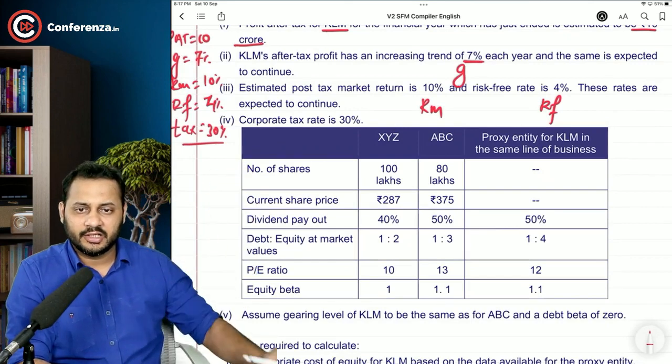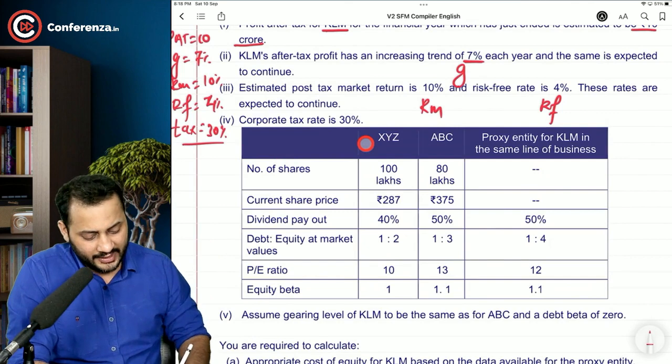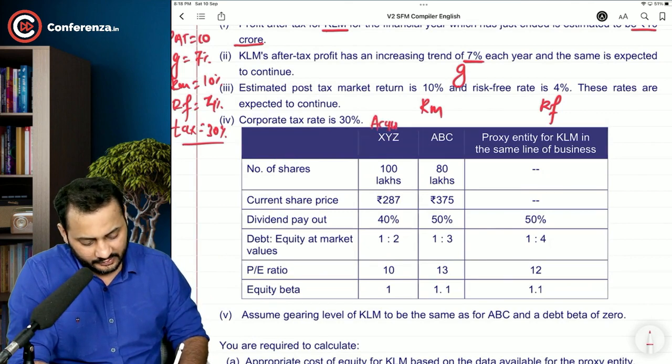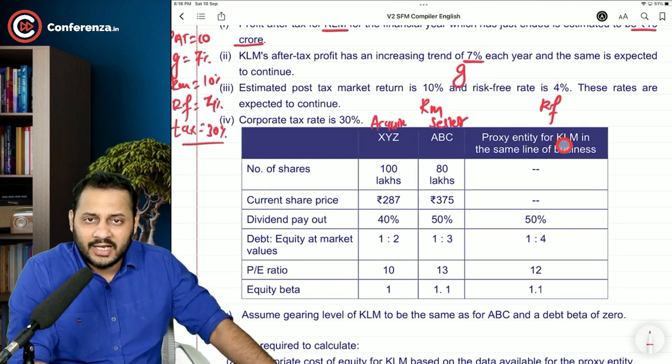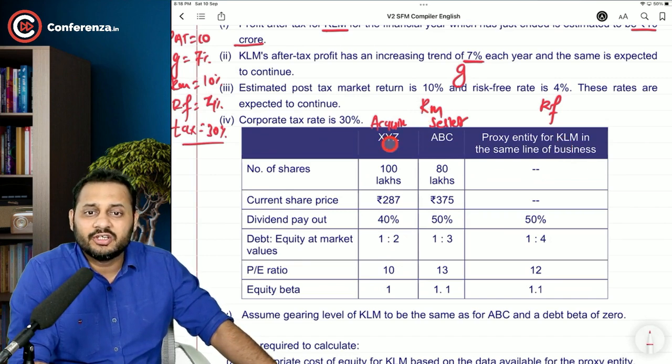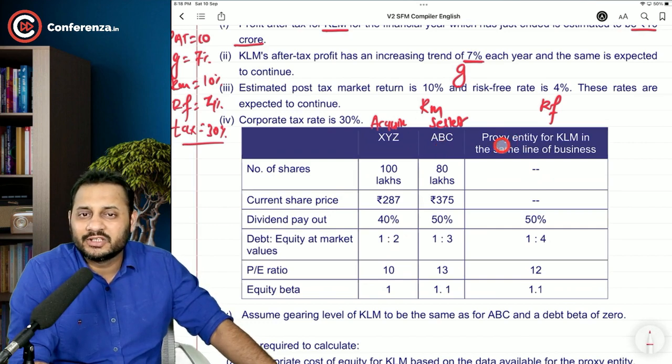Now, this is the table. Analyze the table for a moment. This is XYZ who wants to buy KLM, the acquirer. This is the seller who wants to sell its wholly owned subsidiary. This is the proxy entity for KLM in the same line of business. Now, try to understand once. KLM is doing such a business which is not similar to XYZ or ABC. It is similar to this proxy entity, and the data of KLM is not given. The data of the proxy entity is given.